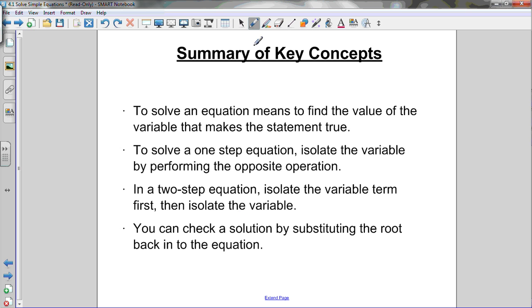Okay, here's just a summary of everything we went over for this lesson. So to solve an equation means to find the value of the variable that makes the statement true. To solve a one-step equation, isolate the variable by performing the opposite operation. In a two-step equation, isolate the variable term first. Okay, that's important. Isolate the variable term first, then isolate the variable. And like we did for all of the questions, you can check a solution by substituting the root. Root, that's a synonym for solution. So substitute your solution back into the equation.